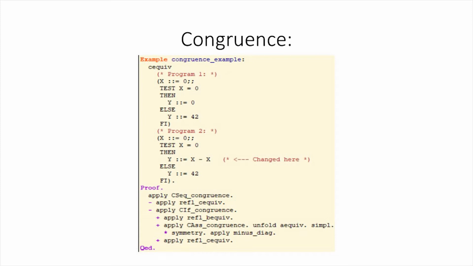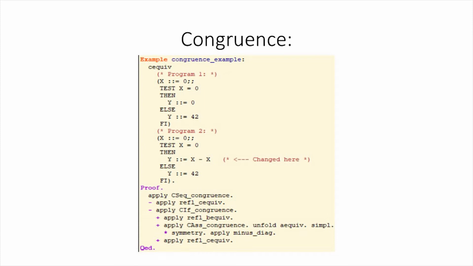So we see just two very simple programs here in their congruence example. We've got x is equal to 0, test of x being equal to 0, then we've got y of 0, else y is equal to 42. So very simply, because x is 0, we're going to get y is equal to 0.